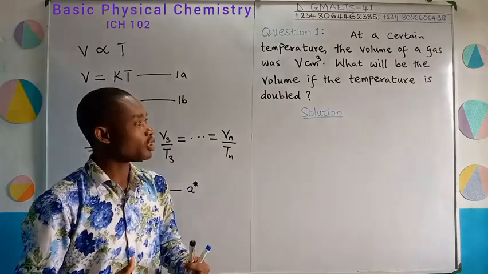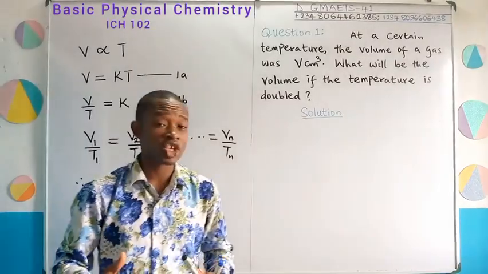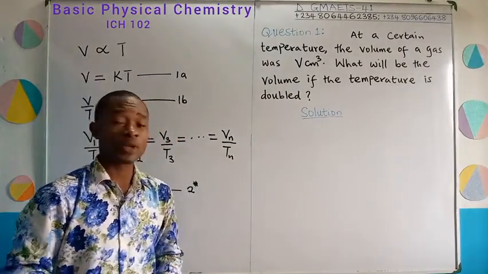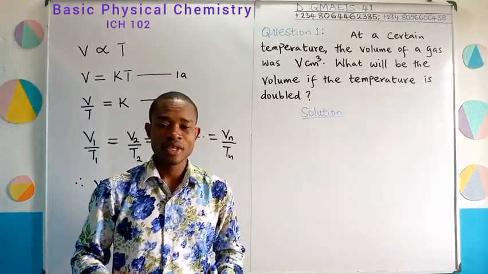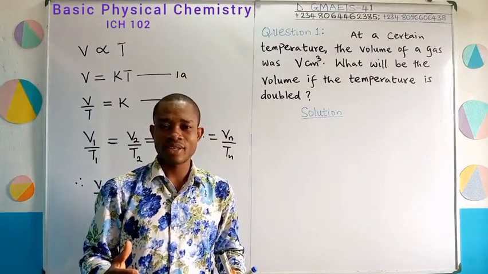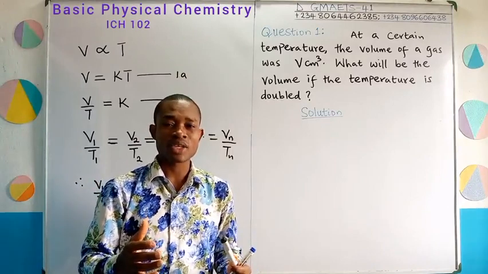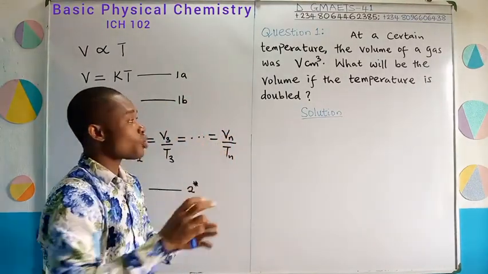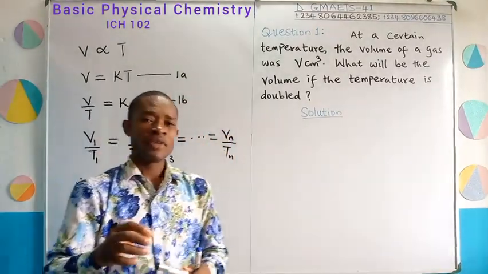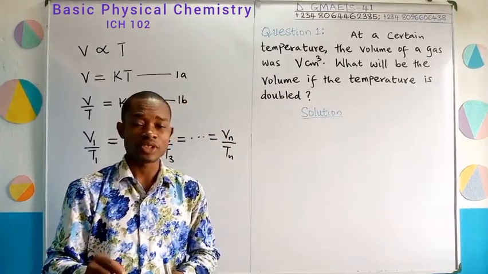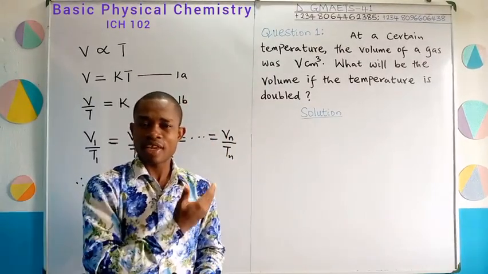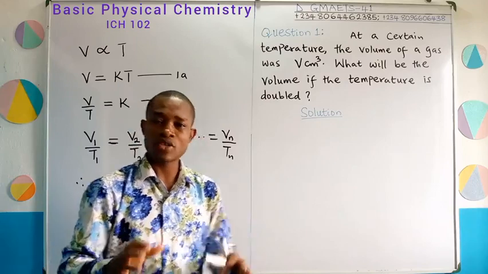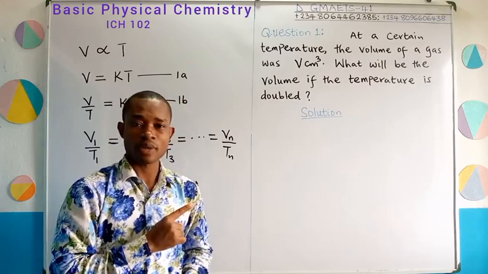At a certain temperature, the volume of a gas was V cubic centimeter. What would be the volume if the temperature is doubled? Now, if you look at this question, it is a problem that concerns volume and temperature. You can say that we are required to find the volume for when the temperature is doubled. Clearly, the data given to us in the question fits Charles' law, and so we are going to use Charles' law equation to solve this problem.